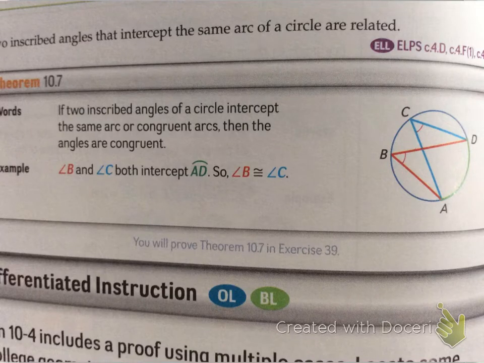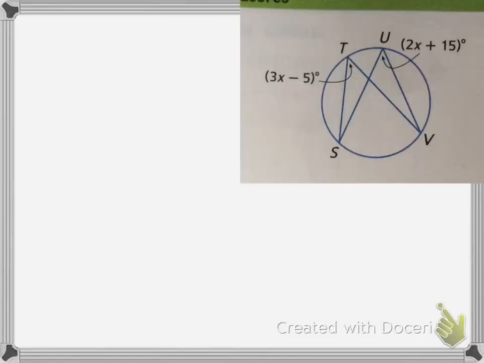So next thing, if two inscribed angles of a circle intercept the same arc, or congruent arcs, then the angles are congruent. So in other words, if you have two different inscribed angles and they make the same intercepted arc, then they're going to be congruent. Okay? So here's an example.